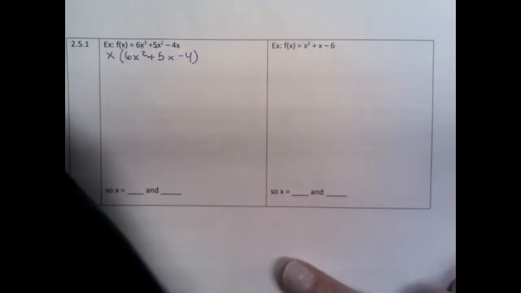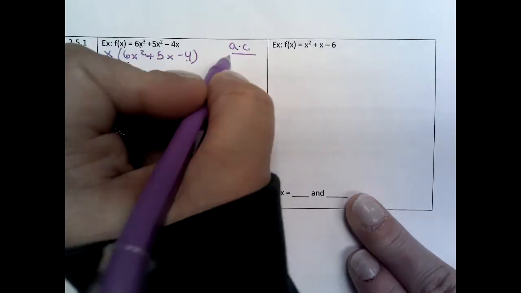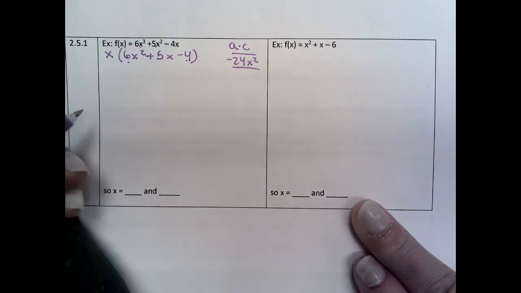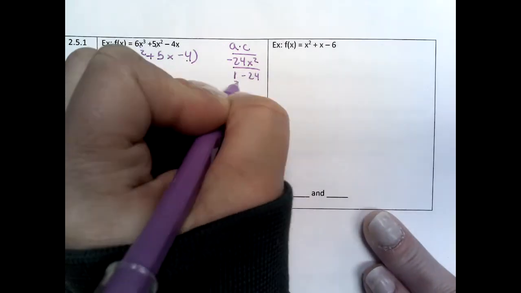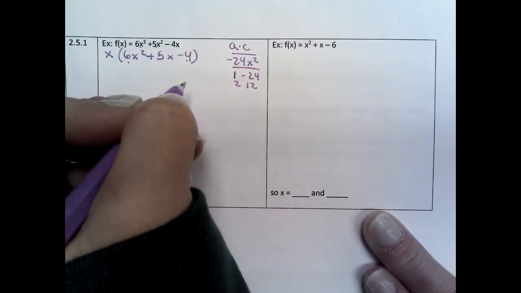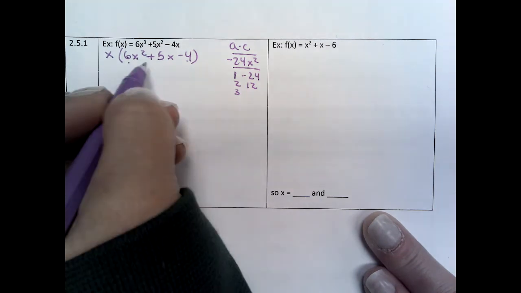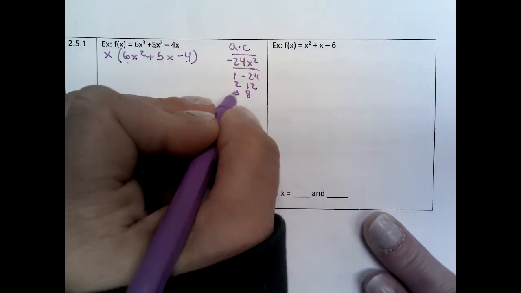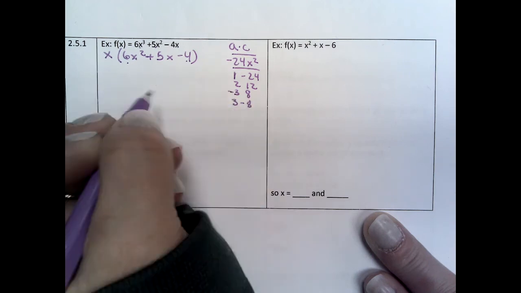And now I need to factor this. So I'm going to use my a times c method. 6 times negative 4 is negative 24x squared. So now that could be 1 times negative 24, 2 times 12, 3 times 8. In this case, it would have to be a negative 3 times a positive 8 or a positive 3 times a negative 8.